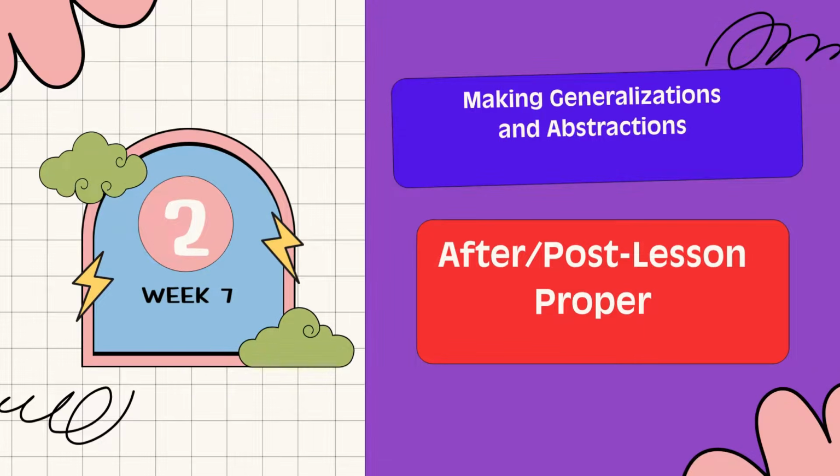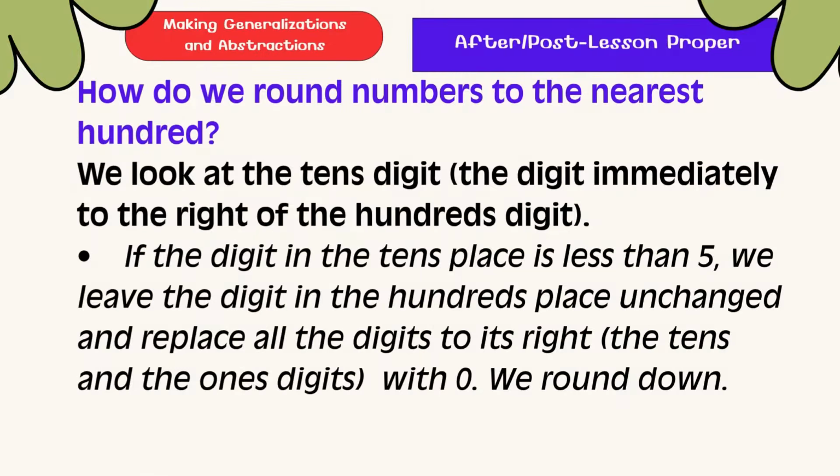Making generalization and abstraction. How do we round numbers to the nearest hundred? That's right. We look at the tens digit, the digit immediately to the right of the hundreds digit. If the digit in the tens place is less than 5, we leave the digit in the hundreds place unchanged and replace all the digits to its right, the tens and the ones digit, with 0, meaning we round down.